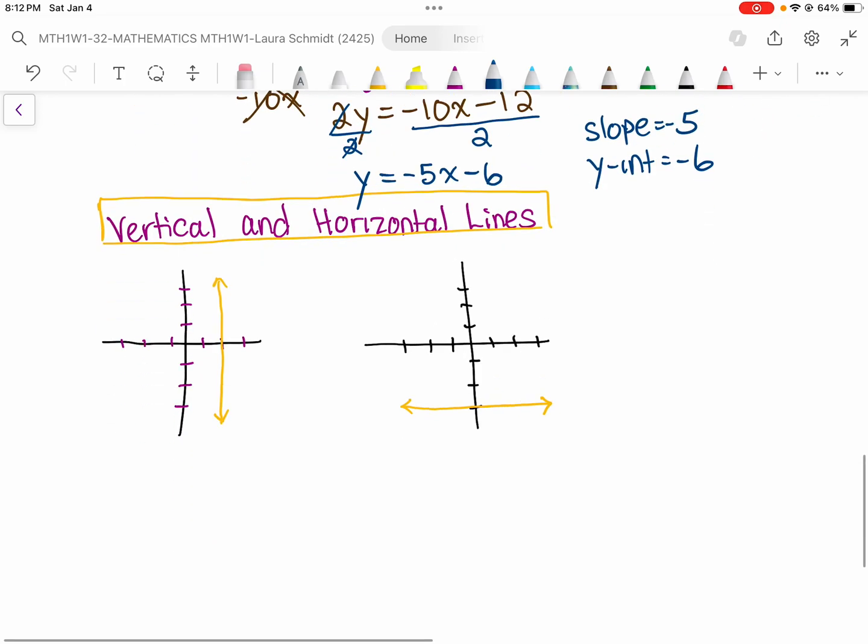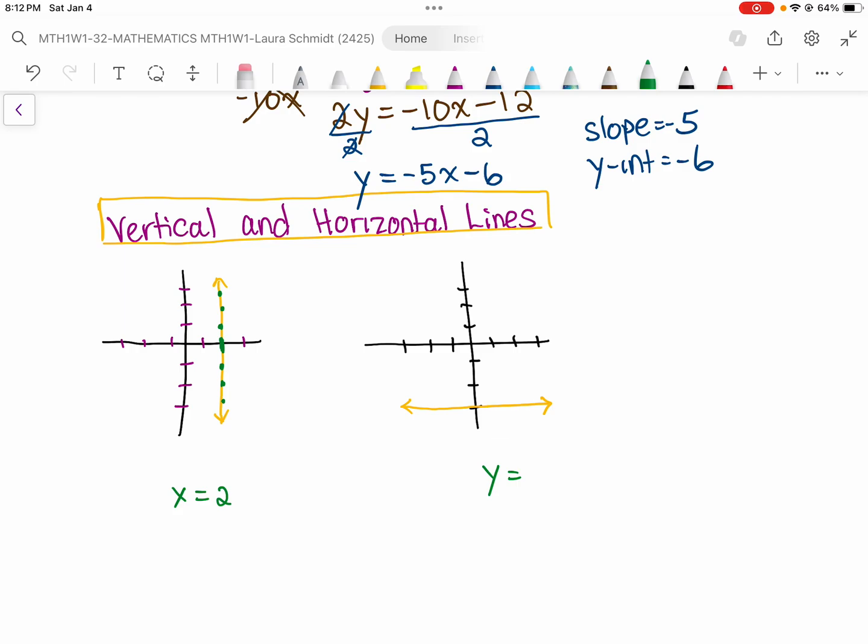We also briefly looked at vertical and horizontal lines. Vertical and horizontal lines you're just going to write as x equals something and y equals something. For the vertical line, see how it just goes through 2? So you're just going to write x equals 2, because literally that's all x is ever going to be. It's only going to be 2. And the y values don't matter. They change all the time, but x is always 2.